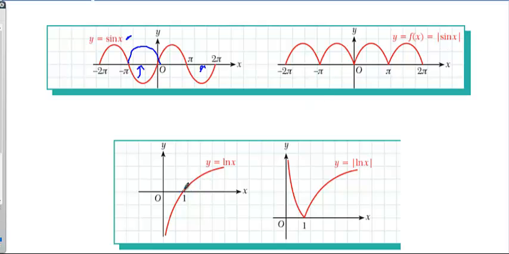Here, it's getting closer to 1 from the negative infinity. And from the positive infinity, it's getting closer to 1. Yes. Now, this is the absolute value of ln x.